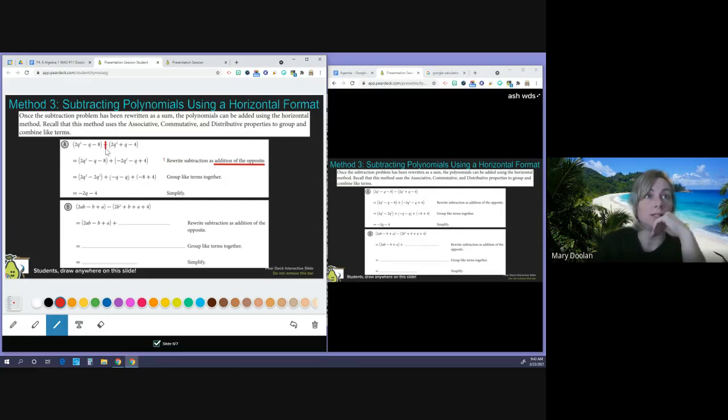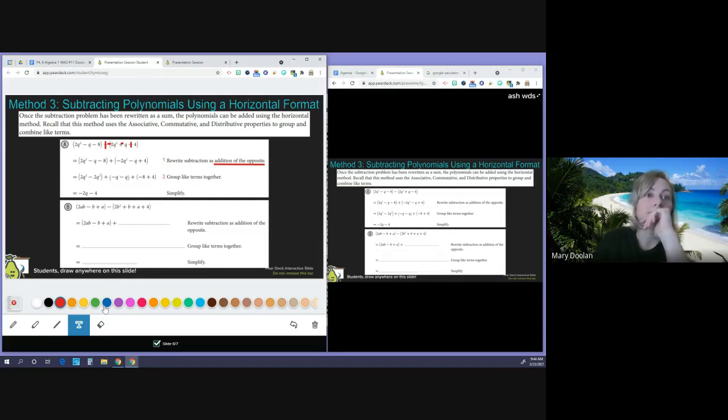This becomes a plus. This becomes a minus. This becomes a minus. This becomes a plus. So minus 2q squared minus q plus 4, and it goes from subtraction to addition. Then your second step here is to group like terms together. So we're using the commutative property to do this step.